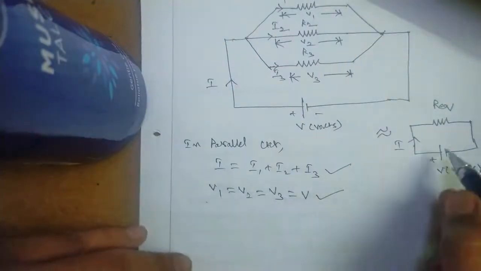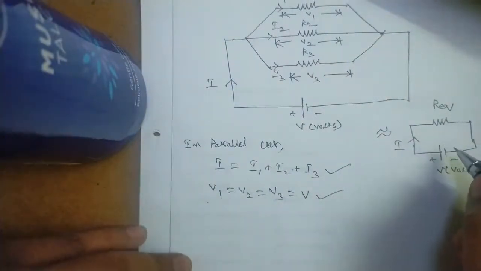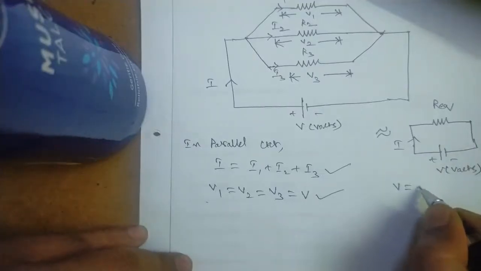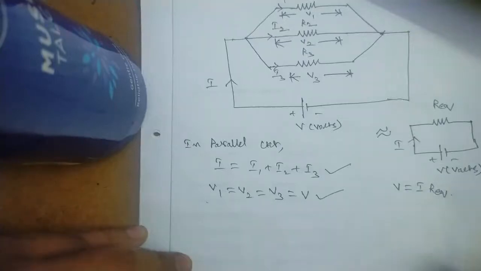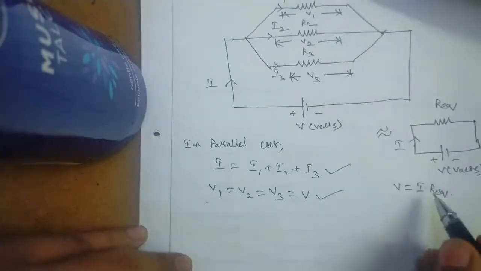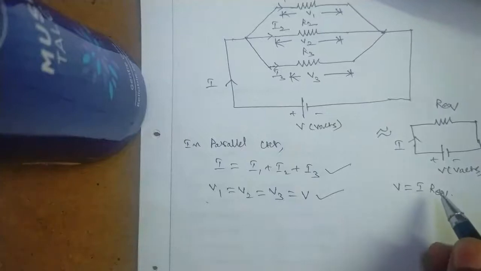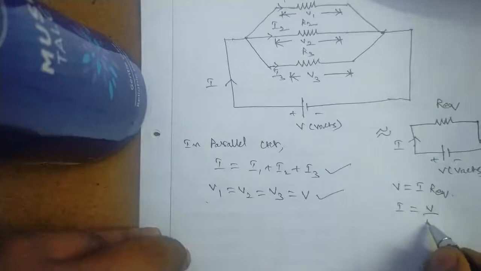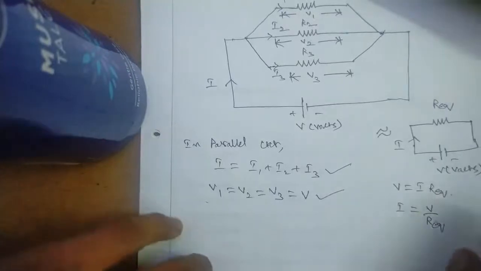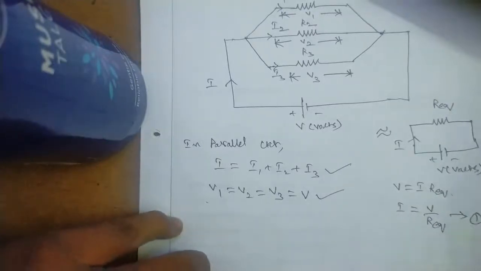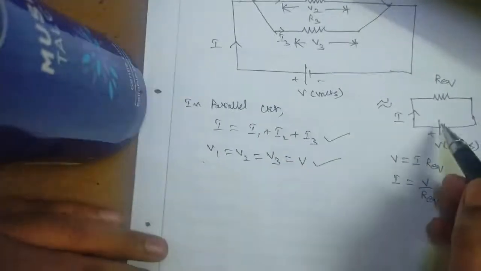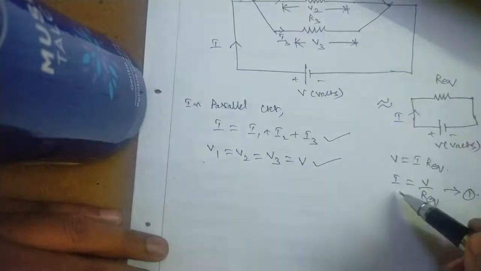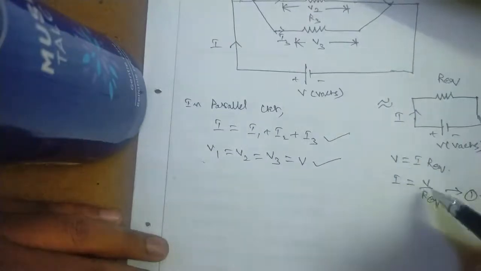Next, by applying Ohm's law to this circuit, we get V is equal to I into R equivalent. From this expression, I is equal to V by R equivalent. This is expression 1.